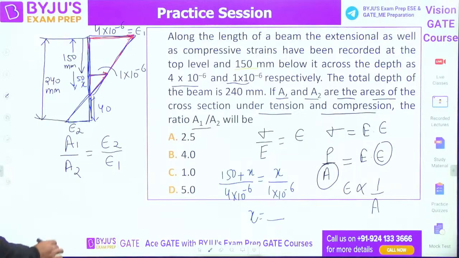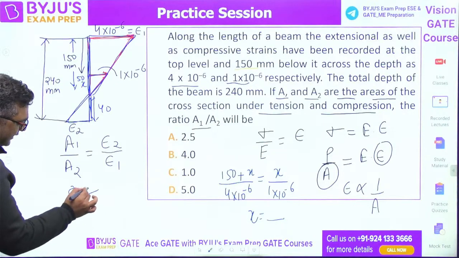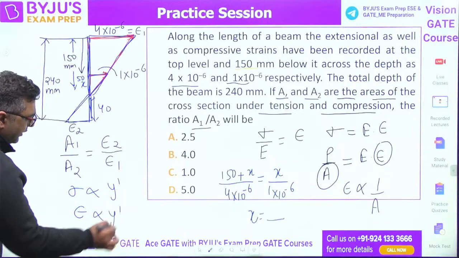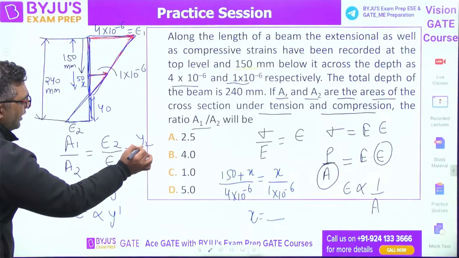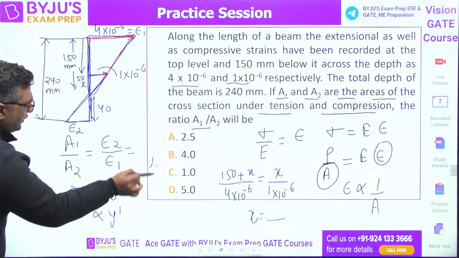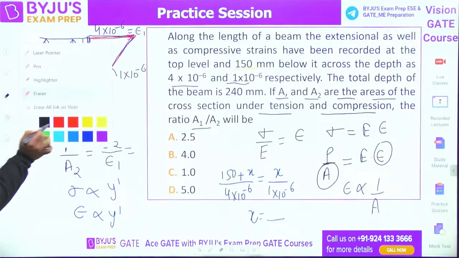So you can say, my dear, or you can see in this way that sigma is directly proportional to y to the power 1, or strain is directly proportional to y to the power 1. So we can also write here y2 by y1. Okay. So in that way also we can do, but I would be writing in the form of strain. We will find out the strain, that will be easier for us.